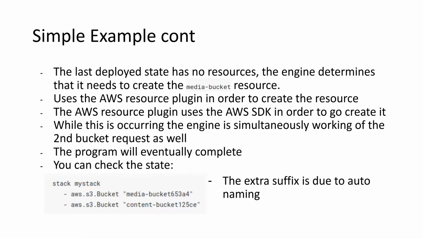Now, while this first bucket is creating, the engine will simultaneously continue working on the second bucket request as well. And this way, it goes by much faster instead of doing it one resource at a time. And eventually, the program will complete. You can use the command stack and then the name of the stack in order to check the state. So you can see that the media bucket has some extra numbers and letters to it. And this is due to an auto naming function that comes built in with Pulumi.